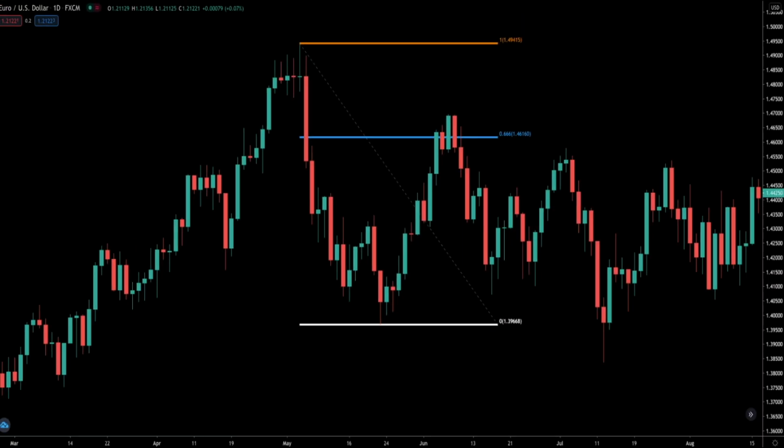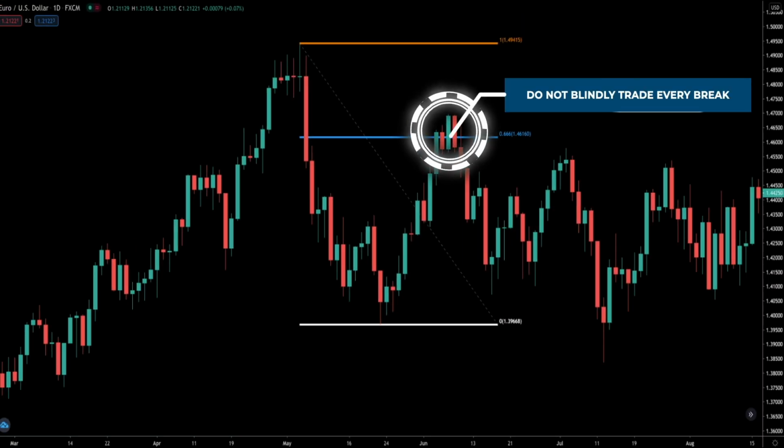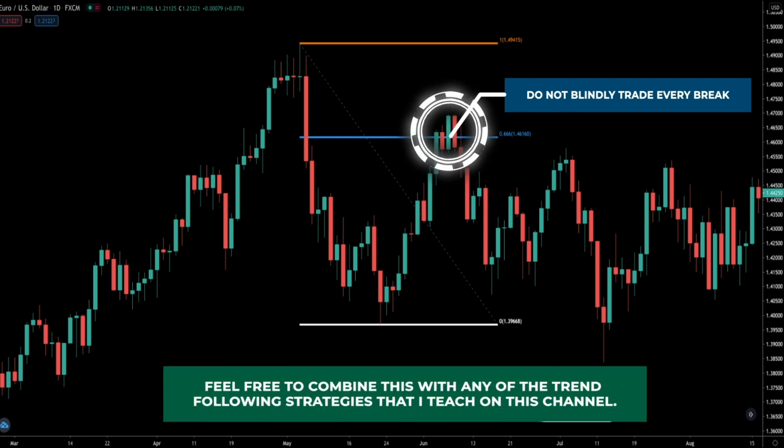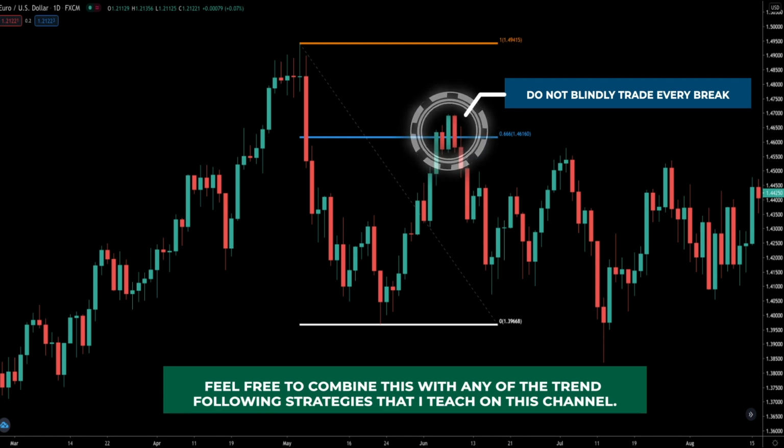Please do not use this trick and start trading reversals whenever price breaks the 66% retracement level. That's not the purpose of this trick, and this is very important. Feel free to combine this with any of the trend following strategies that I teach on this channel, but please do not blindly trade when price breaks the 66% level.